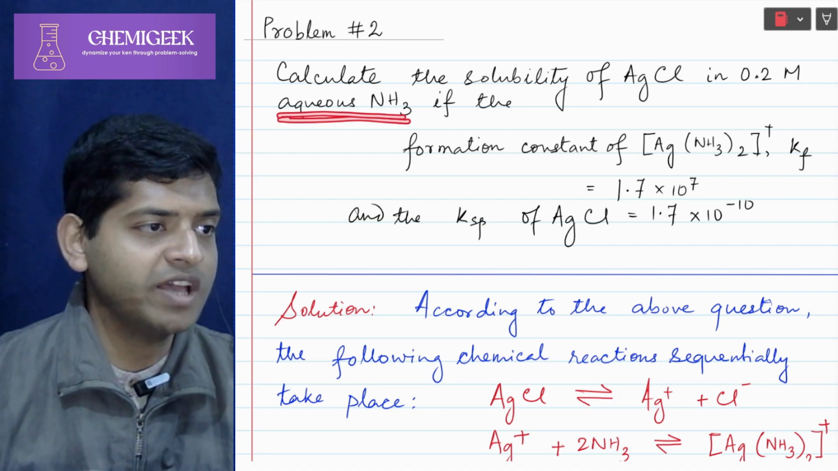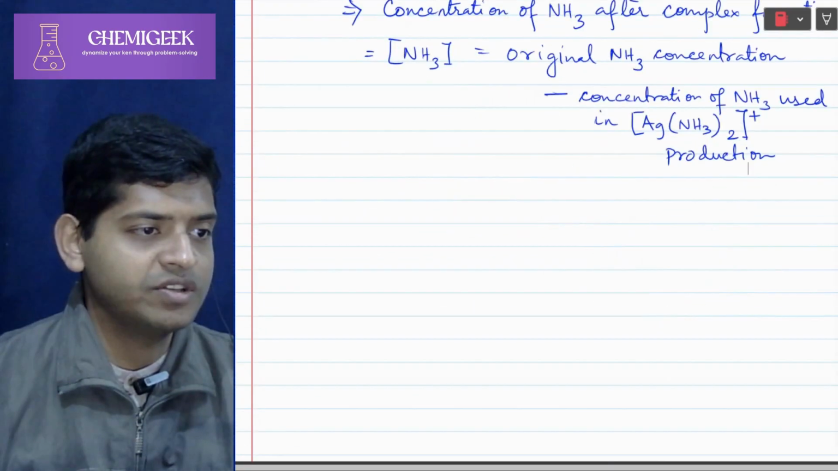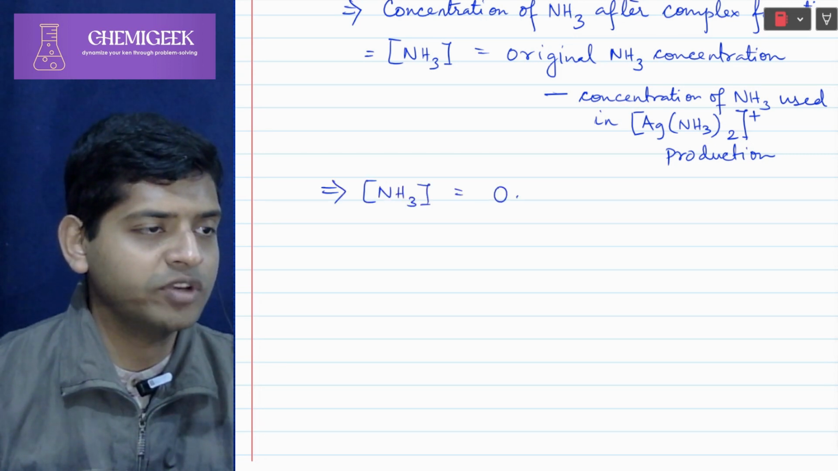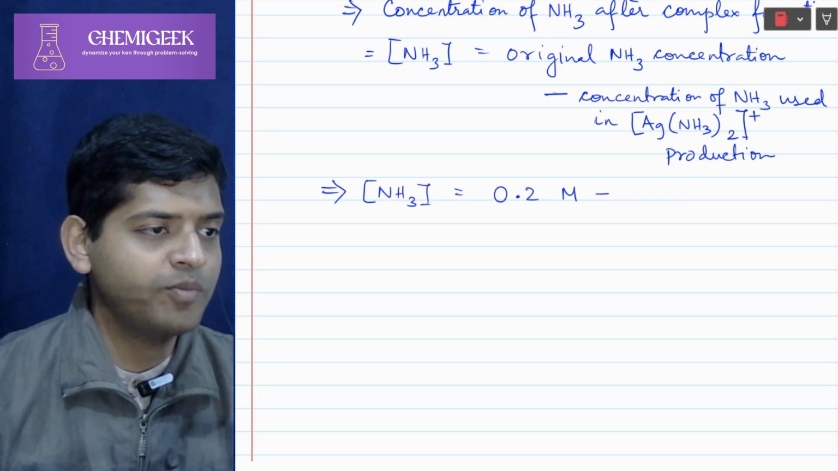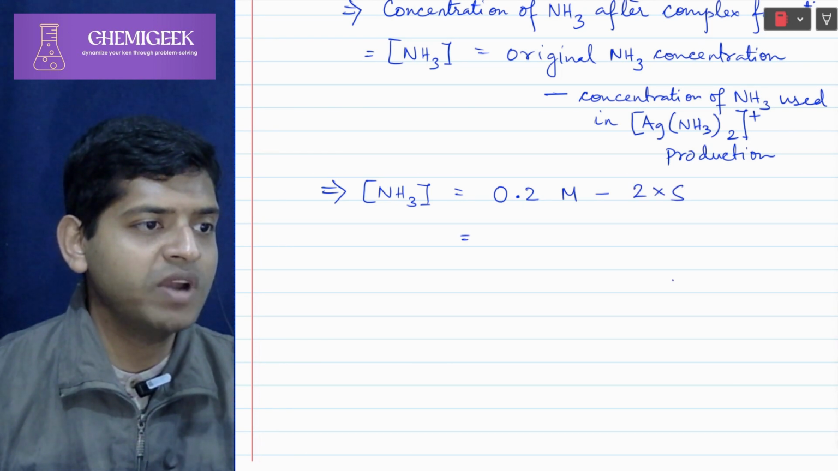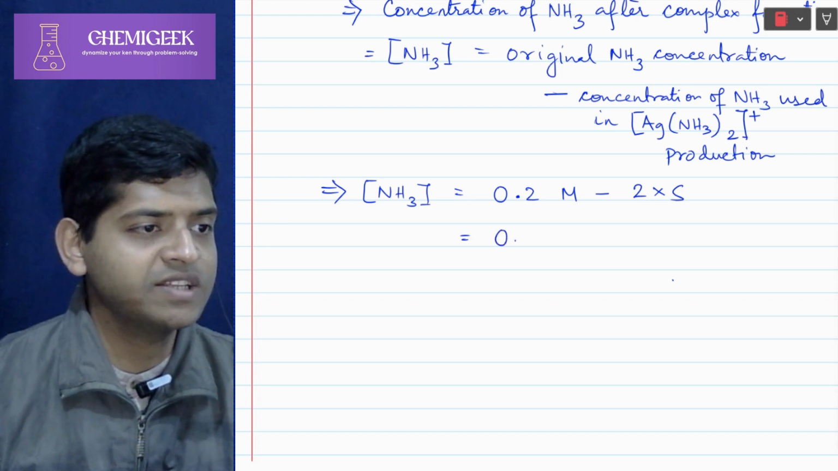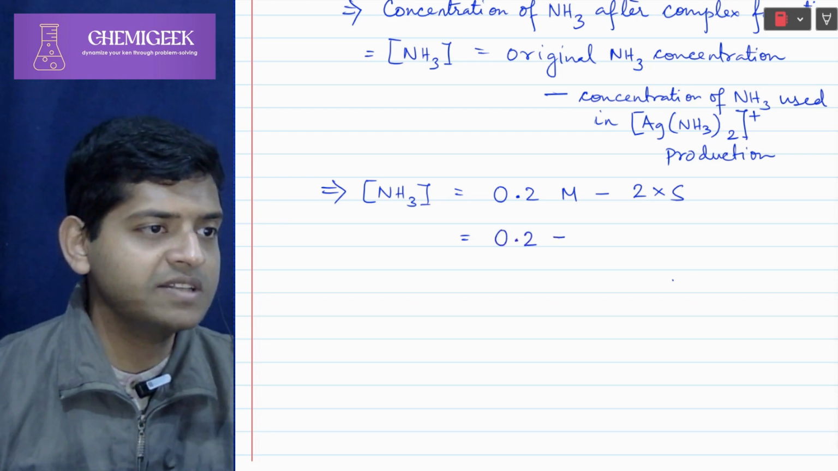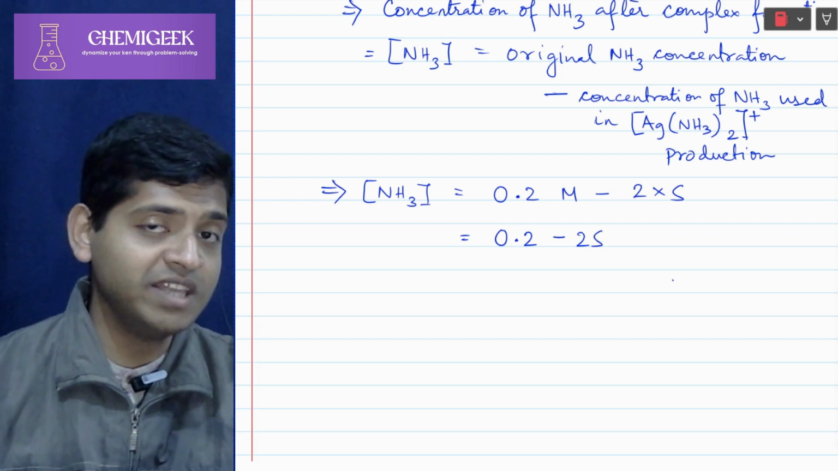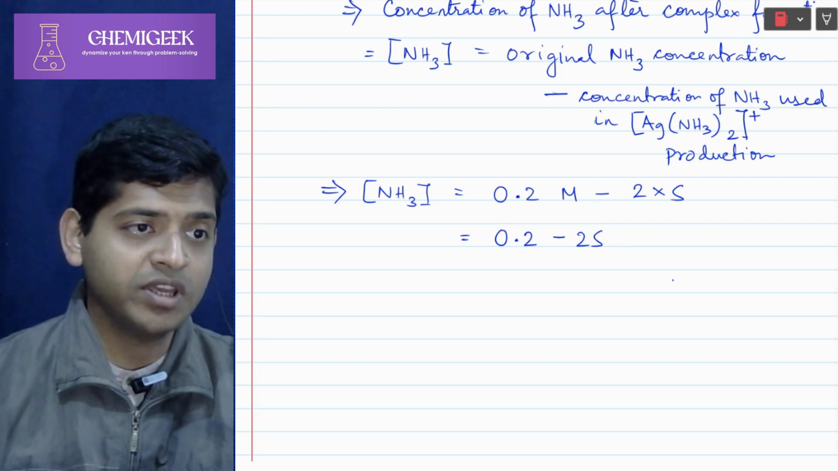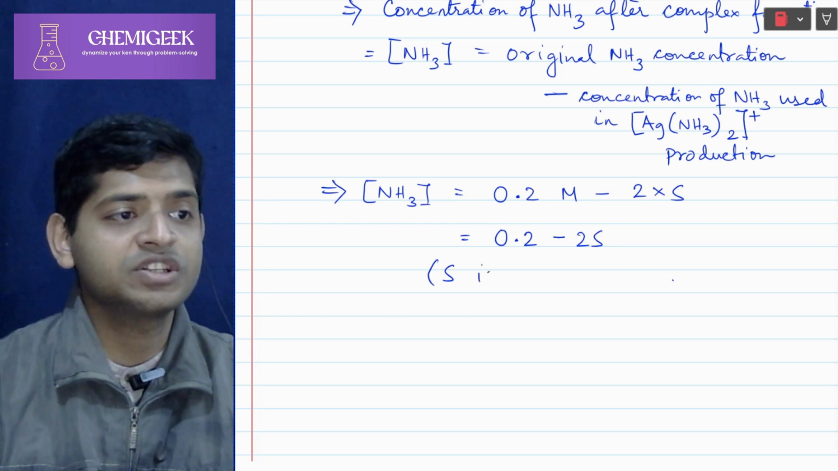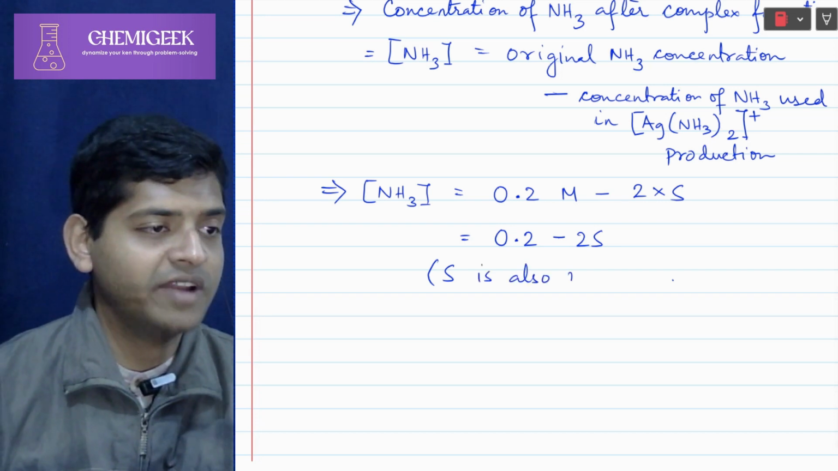0.2 molar aqueous ammonia is mentioned in the question. So we are putting here the original concentration of ammonia, which is equal to 0.2 molar minus 2 multiplied by solubility. Now, why is it 2 multiplied by solubility? Because for each silver ion, we require 2 ammonia for the production of this silver amine complex.